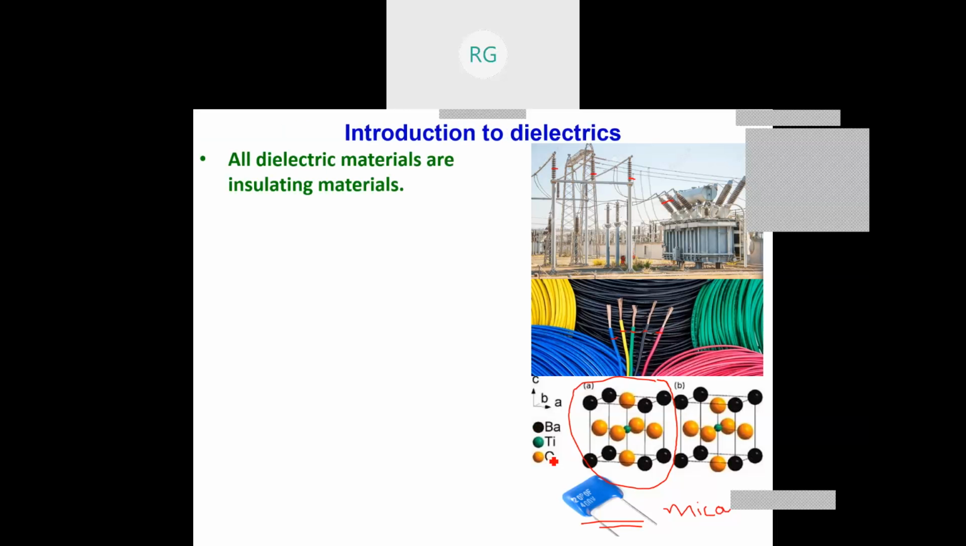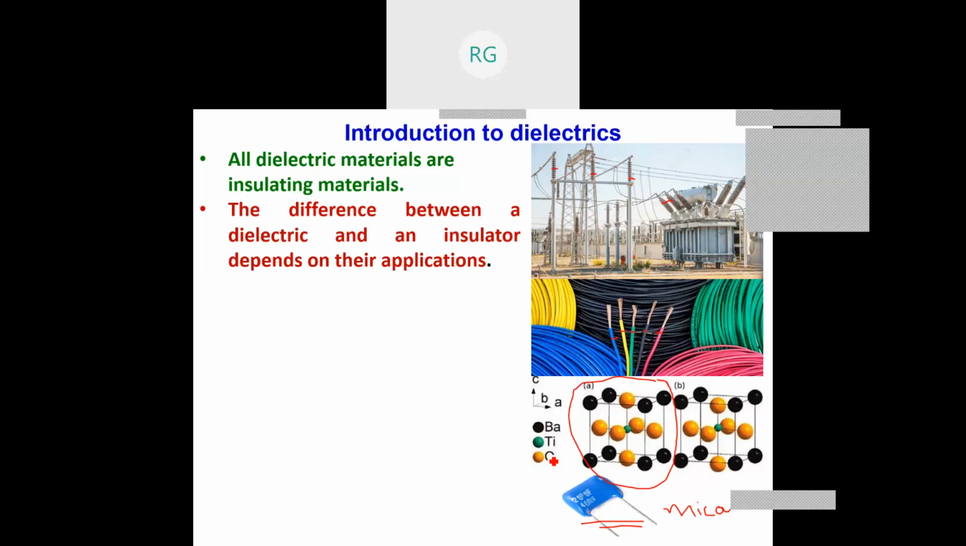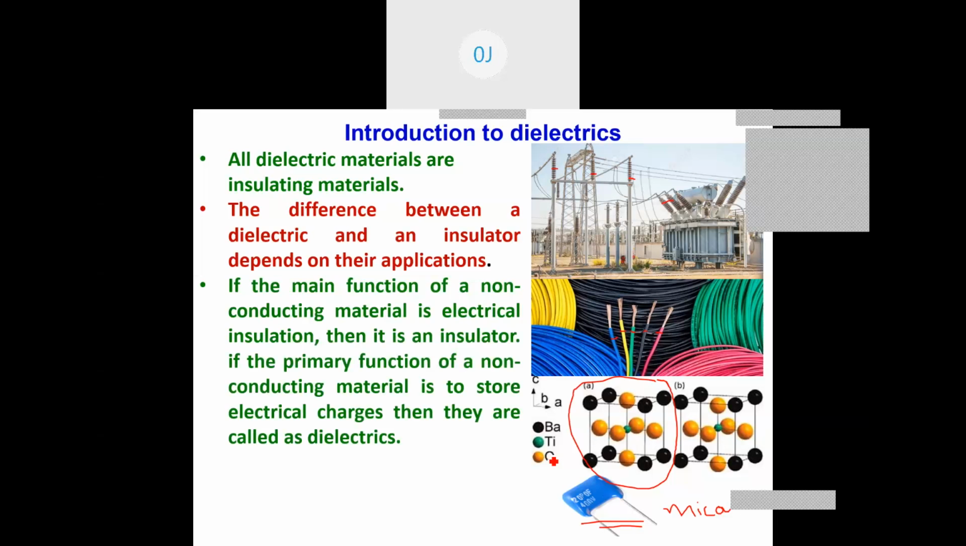So all dielectric materials are insulating materials, one important point. Another important point is that it is not necessary that all insulating materials are dielectric materials. And the major difference between a dielectric material and the insulator is their application. So their application is either electrical insulation. If you are using it primarily only for electrical insulation, they are insulators.